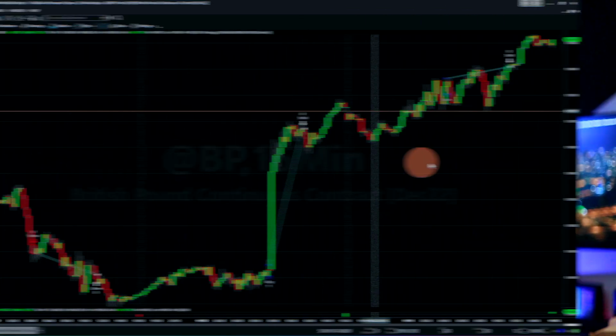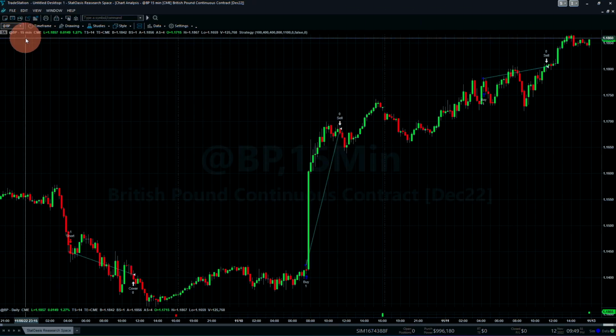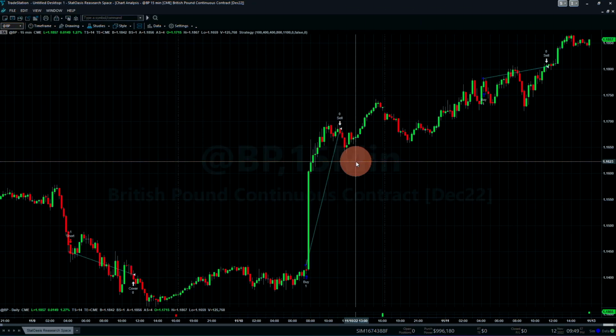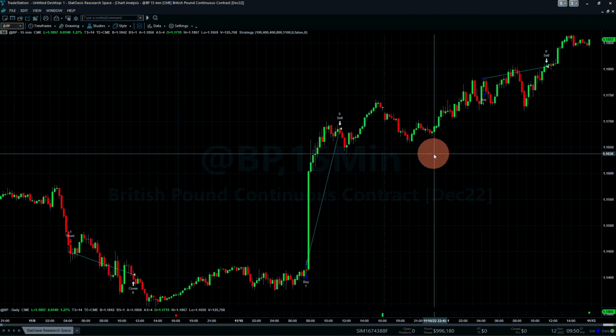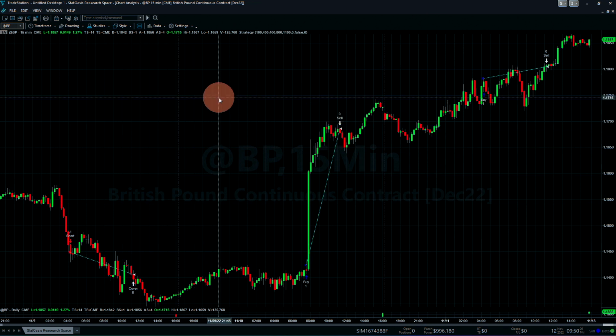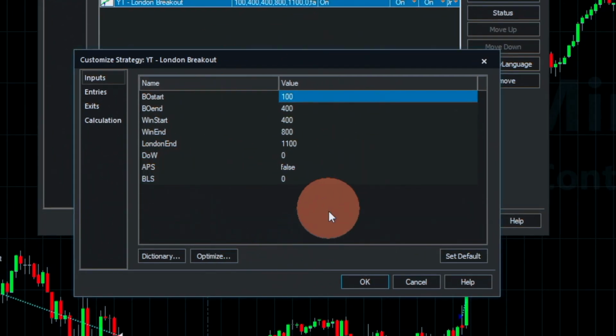Now, as a futures trader, I don't trade Forex, so I will trade this pair, the British pound against the US dollar, through the futures contract, which is the BP. So this is my chart. This is the 15-minute British pound since 2006. That's a lot of data, and we should have many trades to test. The strategy is already applied. So these are my variables.